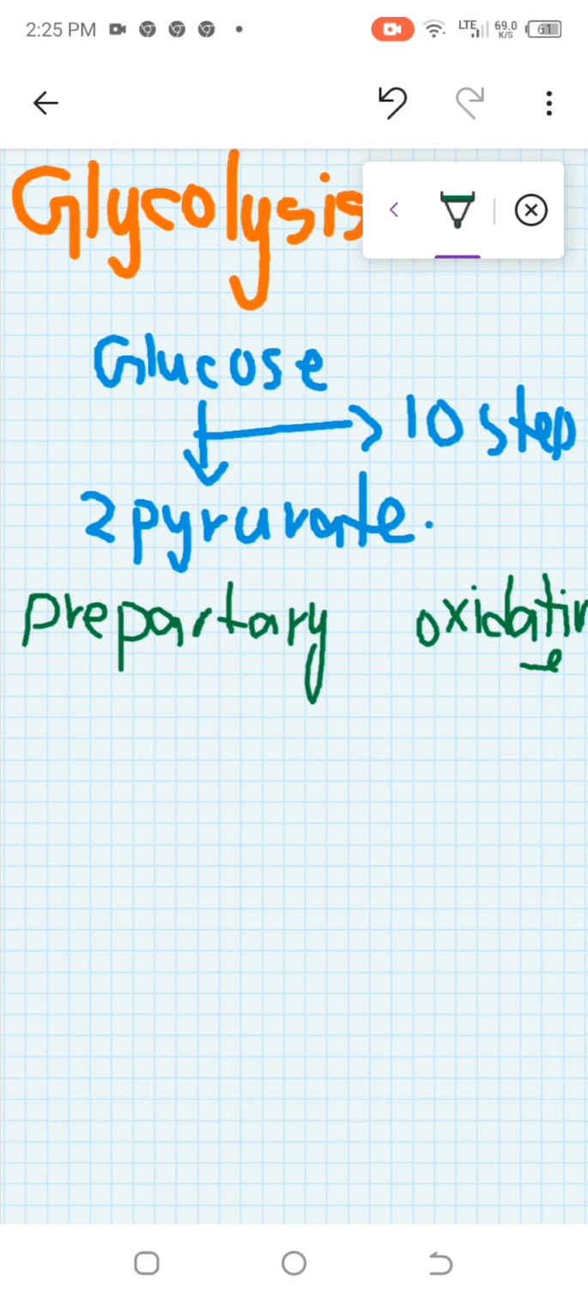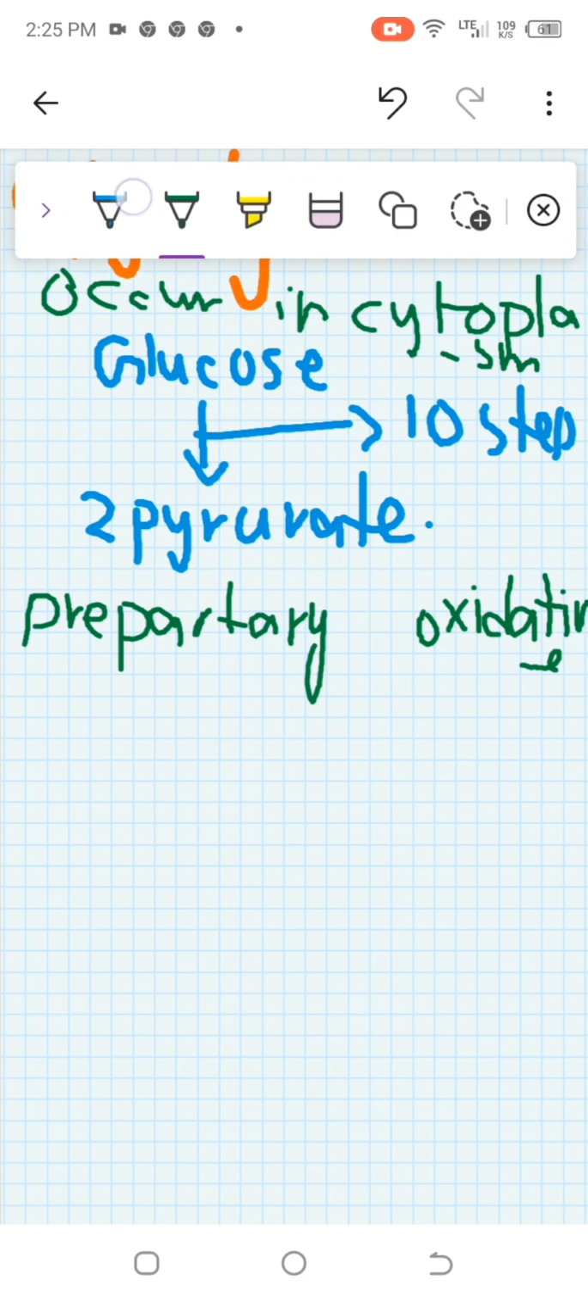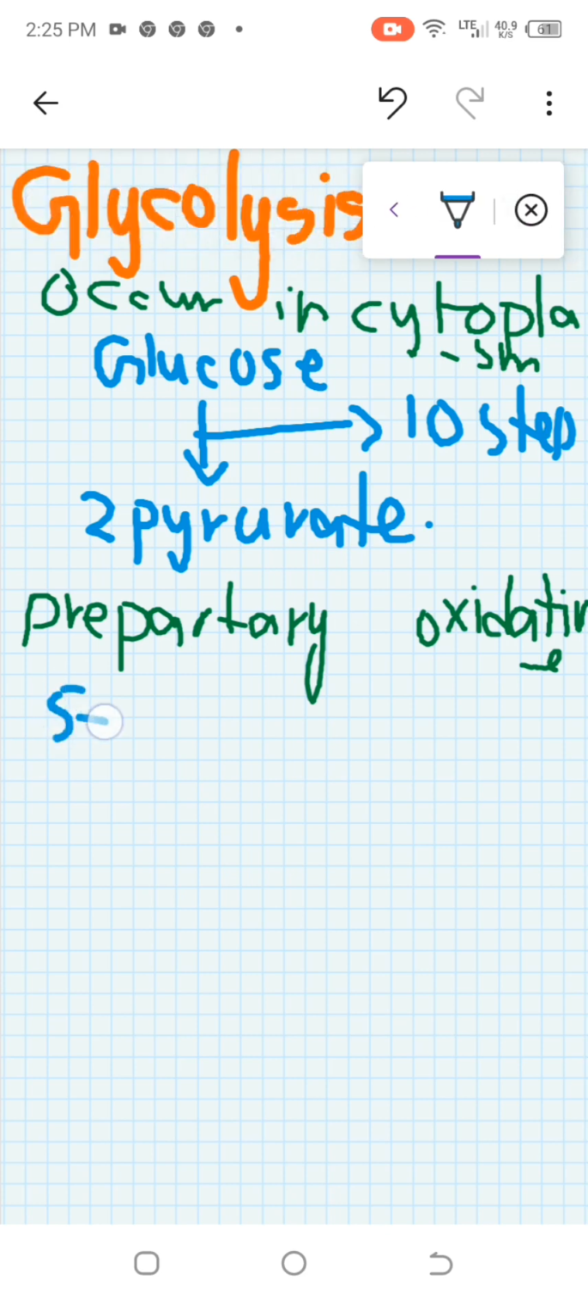Now you might be thinking where this glycolysis process occurs. This occurs in the cytoplasm, in bacteria, fungi, in every organism: in animals, in plants, in bacteria. This process occurs in the cytoplasm. In the preparatory phase we have five steps, and a further five steps in the oxidative phase.